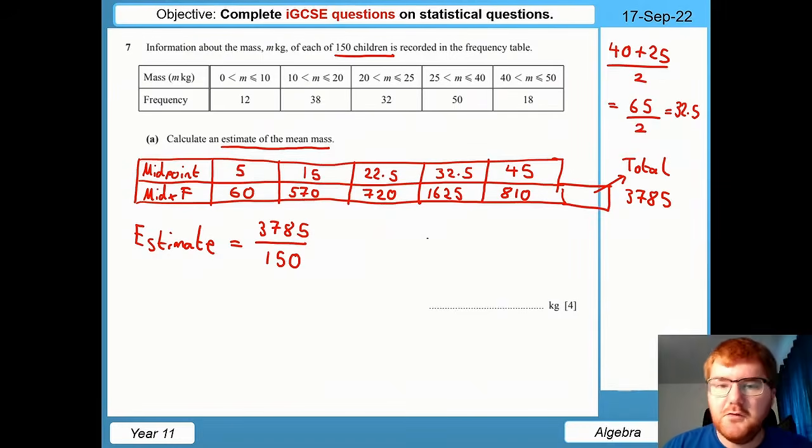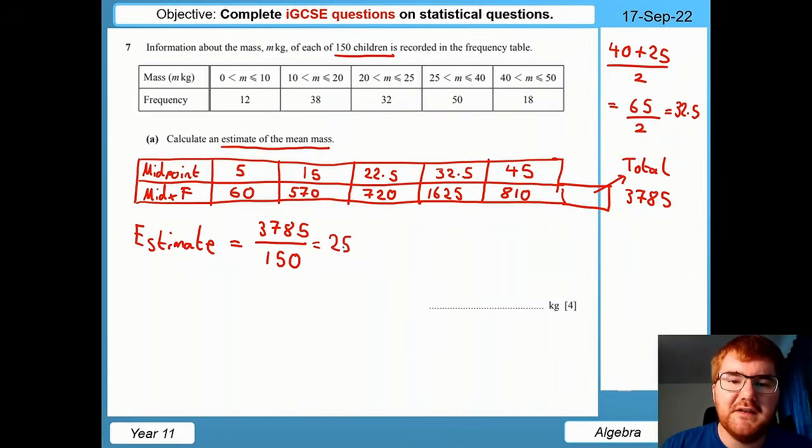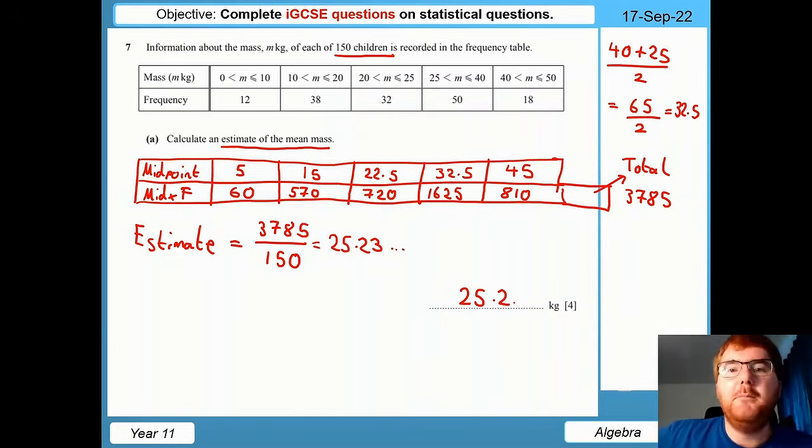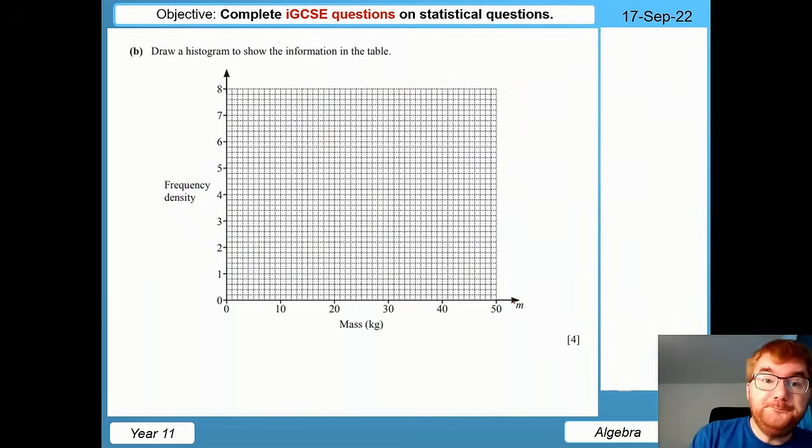Generally with these, they do want you to do it to one decimal place. There we are. And so to one decimal place, this is 25.2. We're going to see this again, so this is a really, really important topic. Do get in the practice from this video because it comes up a lot on the 0580 paper.